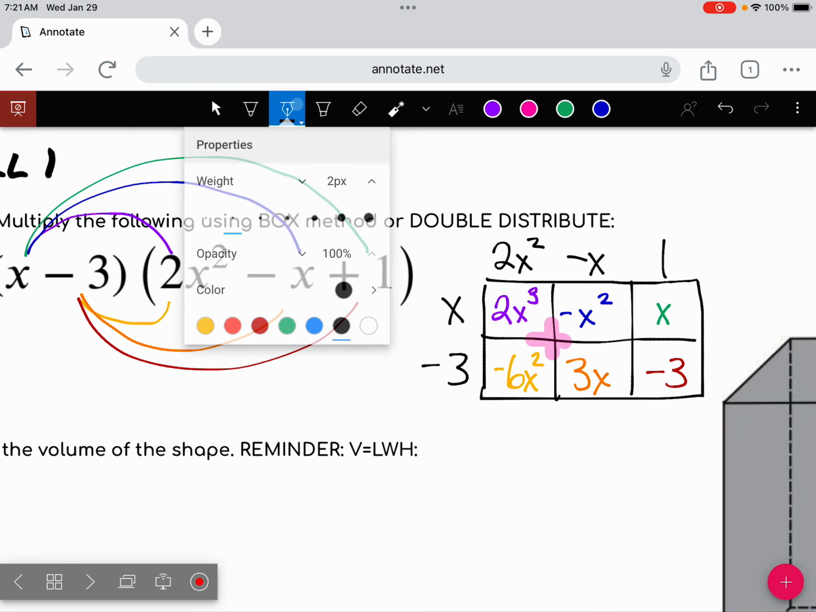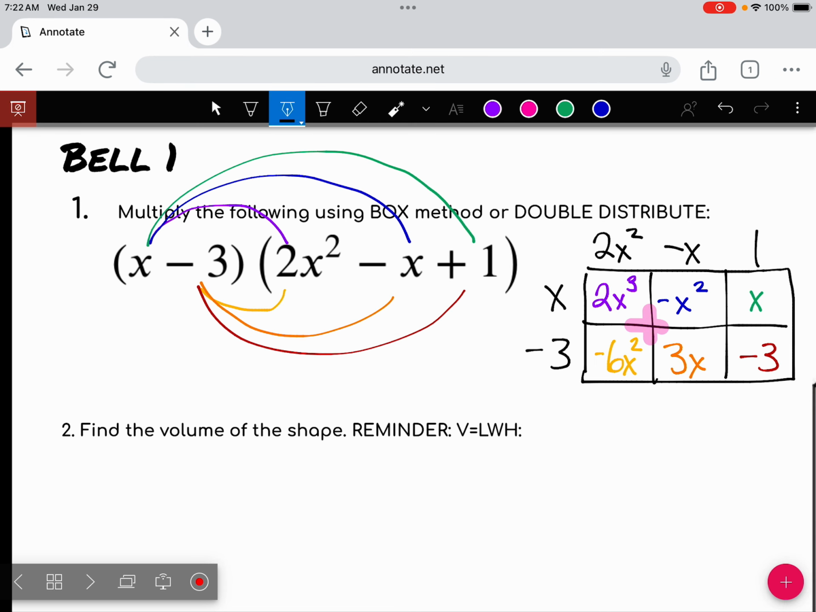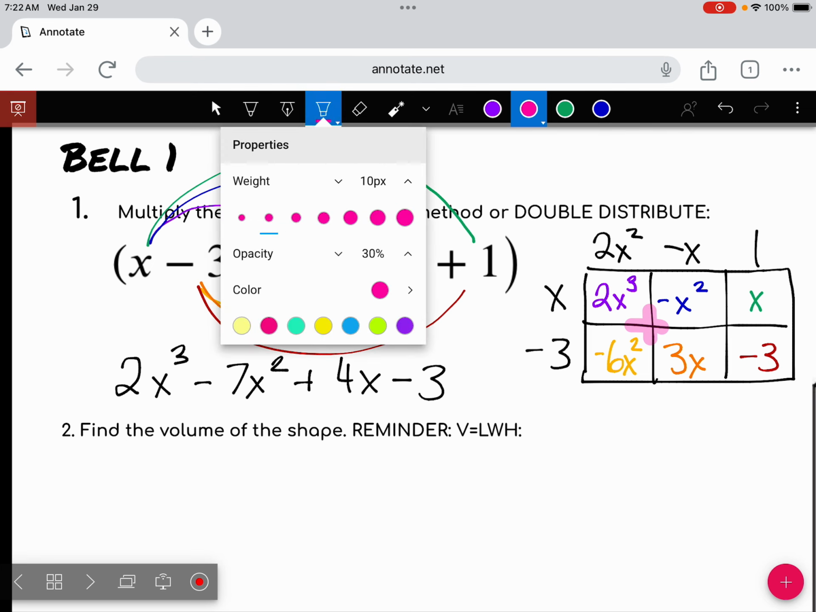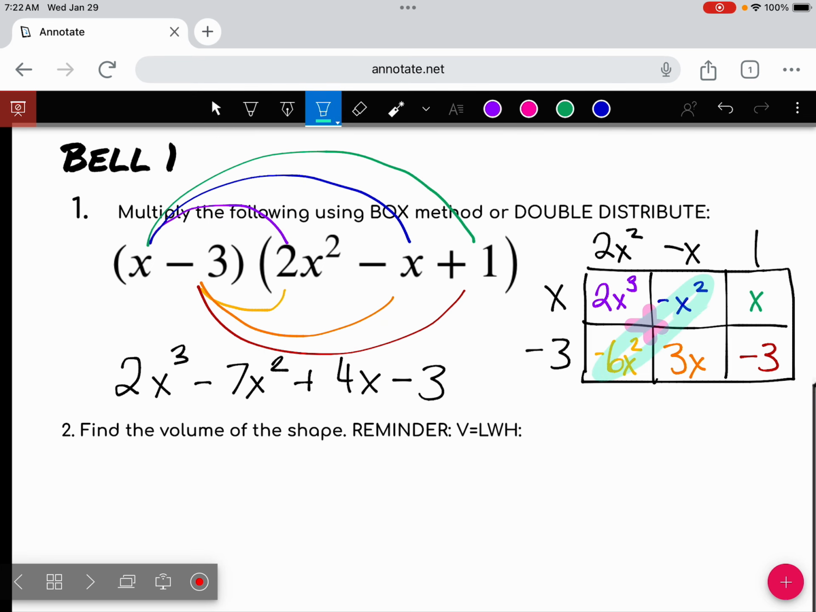We're going to combine some like terms. And we should have wound up around 2x cubed minus 7x squared plus 4x minus 3. I just didn't rewrite all the terms again. I combined together my like terms so that we have where I have my x minus x squared and minus 6x squared, and then my x and my 3x. I combined those together.